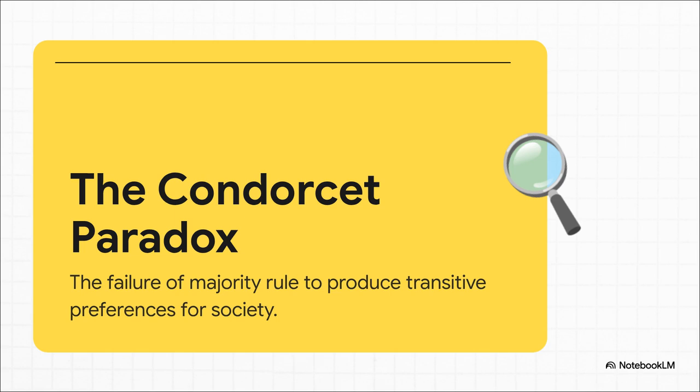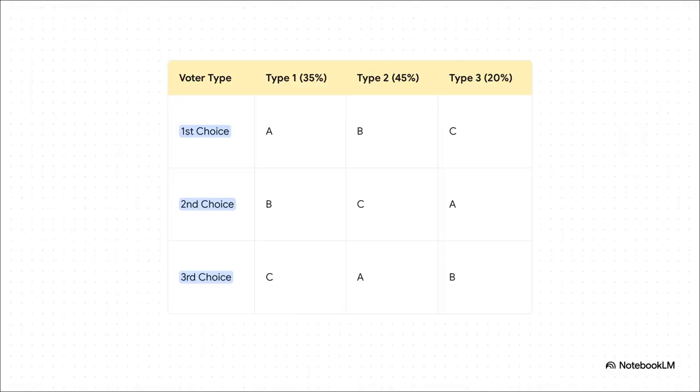It shows that even if every single voter is perfectly rational, majority rule can create a totally illogical loop. I mean, think about it. If a group prefers A over B, and B over C, you'd think they'd obviously prefer A over C, right? Well, get ready for this. That's not always true. Let's look at an example.